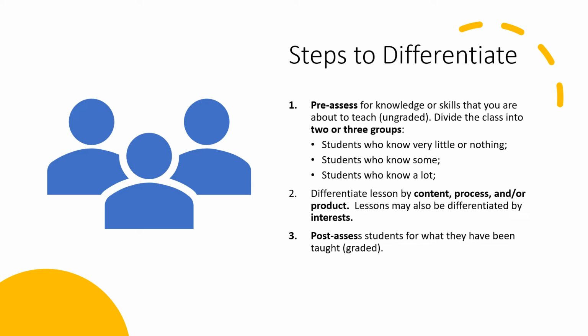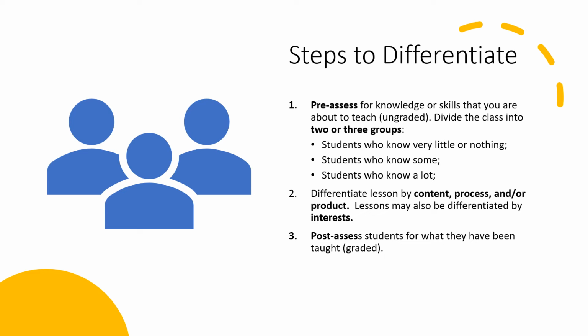There are 4 steps to differentiate learning. Number 1, you must pre-assess for knowledge or skills that you are about to teach. Let's say you're about to teach a unit on mammals. The first step is to pre-assess to see what your class knows about mammals. This, of course, would be ungraded because you haven't taught them anything.